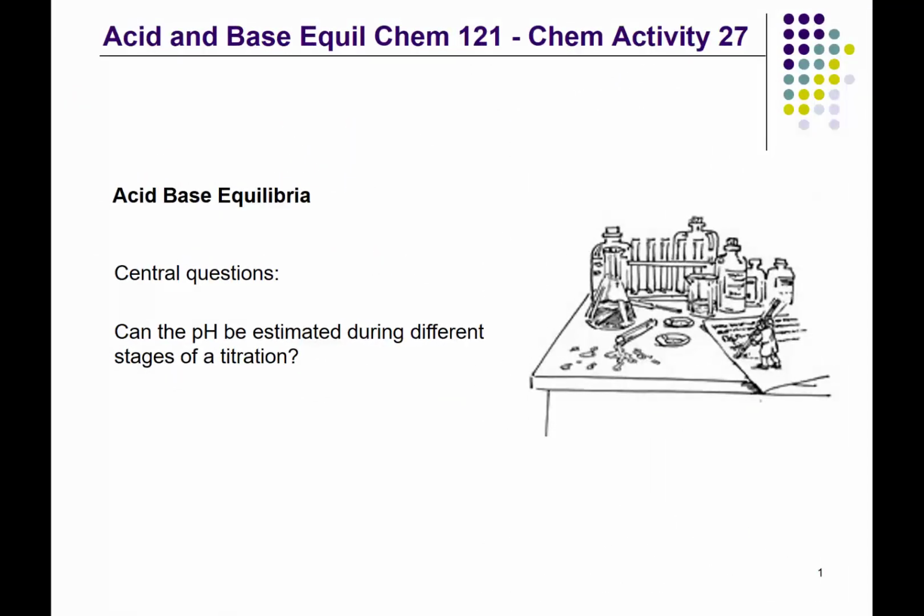We would now like to turn to Chem Activity 27, in which we will introduce the background theory to interpreting acid-base titration graphs. We will examine a number of combinations, including strong acid with strong base, weak acid with strong base, and eventually weak base with strong acid. First, however, let's reflect on a relevant cartoon.